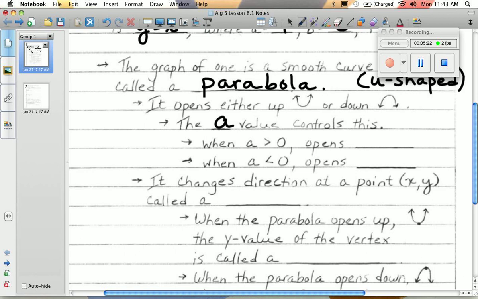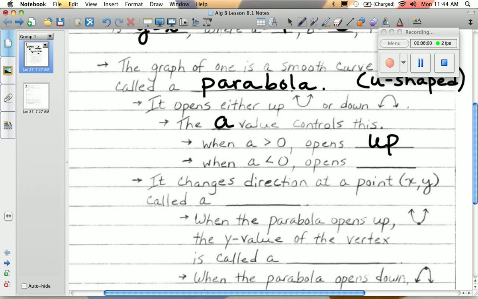When A is greater than 0, what kind of numbers are greater than 0? 1, 2, 3, 4, 5. What's their sign? They're positive. All numbers greater than 0 are positive. So when A is positive, it opens up. So when you have a positive A value, something greater than 0, you should end up with a U that's in its regular orientation. It should be opening up. When A is less than 0, what kind of numbers are less than 0?